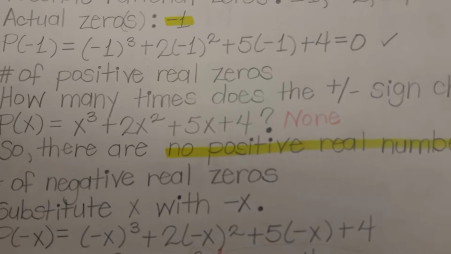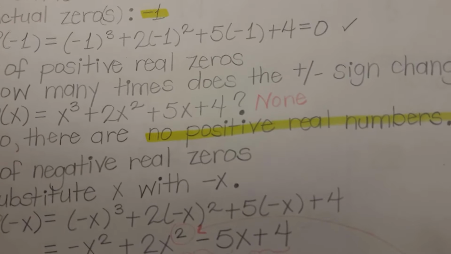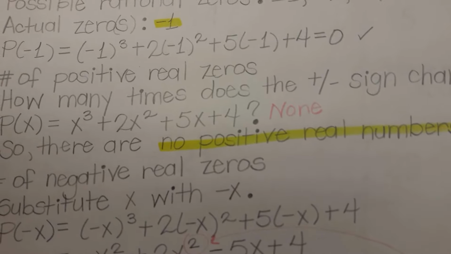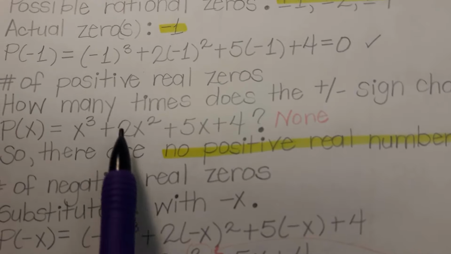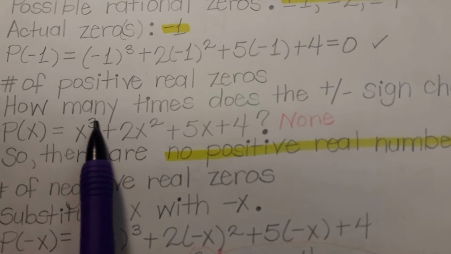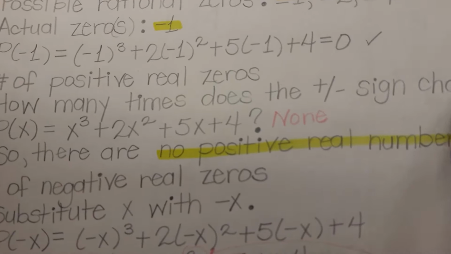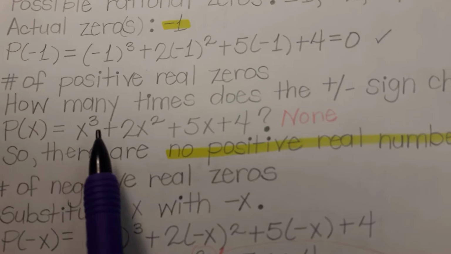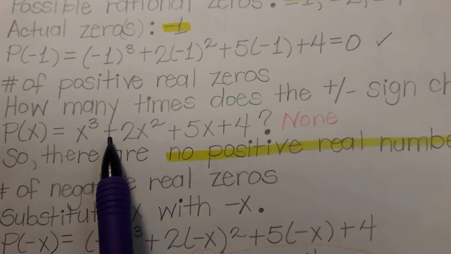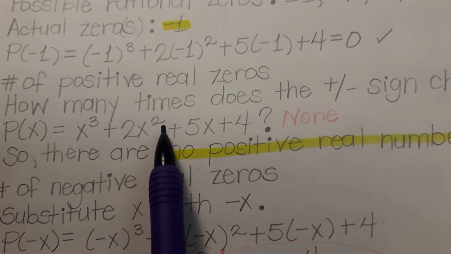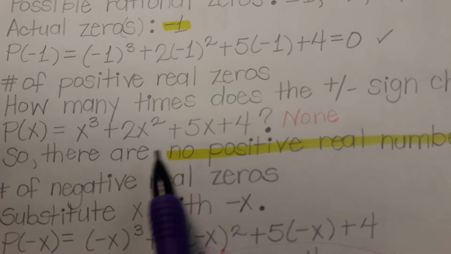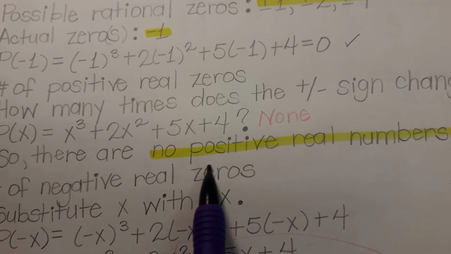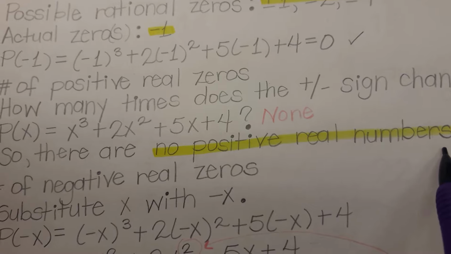So to find the number of positive real zeros, and it's not hard, you're just counting. The question I said was, how many times does a positive negative sign change? So if I look at my signs, I got positive to positive, nothing changed. Positive, positive, nothing changed. Positive, positive, nothing changed. So since nothing changed, there are no positive real zeros.